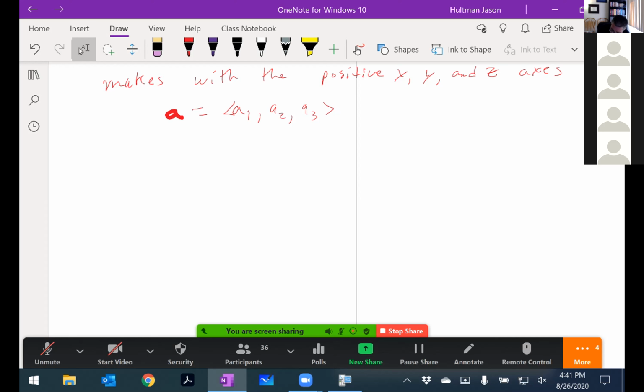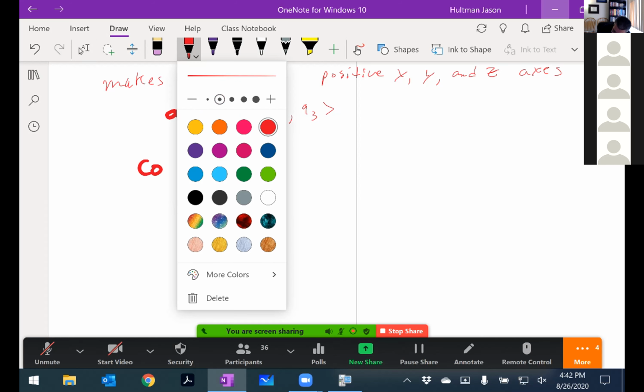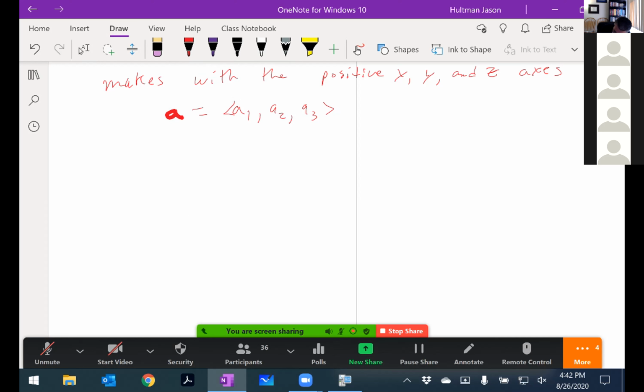Okay, cosine of alpha is going to be A1, the first component of A, over the magnitude of A. The cosine of beta is equal to A2 over the magnitude of A. And the cosine of gamma is equal to A3 over the magnitude of A.